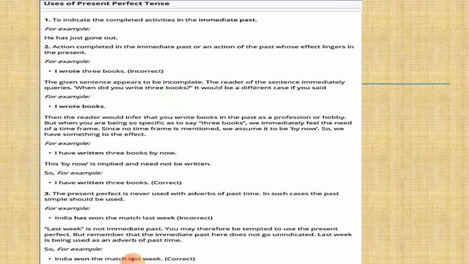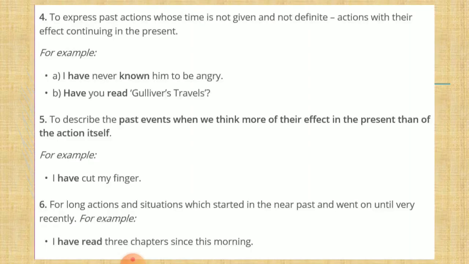Third one, the present perfect is never used with an adverb of past time. Obviously, students, if we use an adverb of past time, we declare that this happened last week, last year. So there is no use to use this tense. We use this tense when the time period is not mentioned, when the adverb of time is not there. So over here, India has won the match last week is incorrect because last week is coming over here. Either you will say India won the match last week if you want to use last week, or you can say India has won the match because that depicts that maybe the match is just over. Okay, it's a recent past. So with recent past we use this tense.